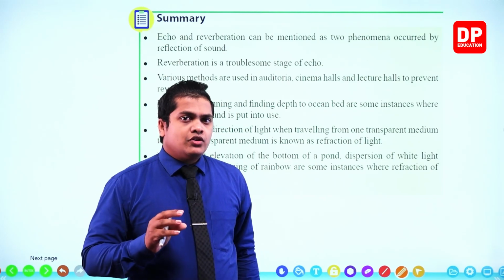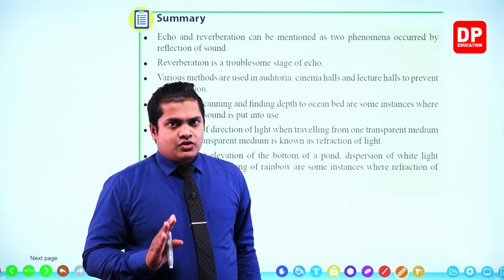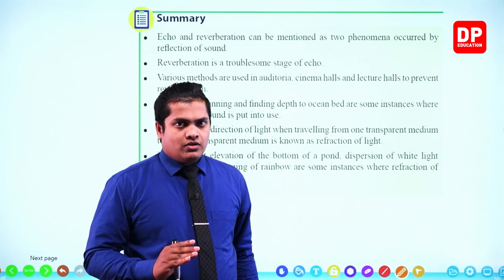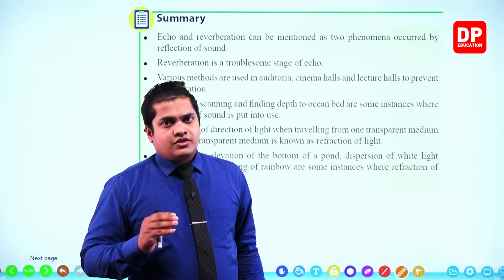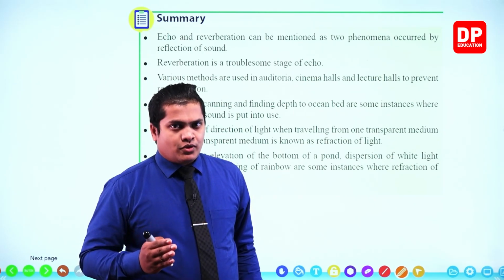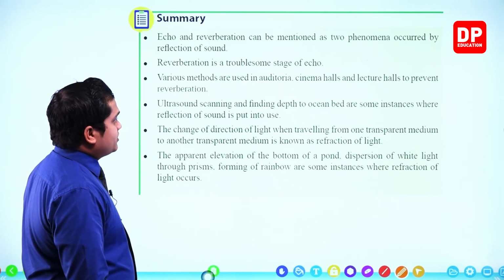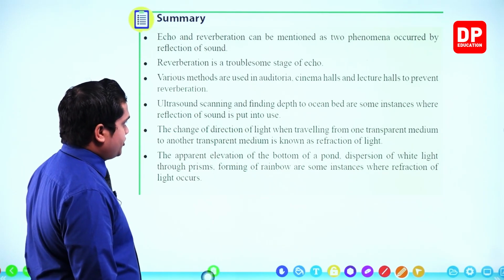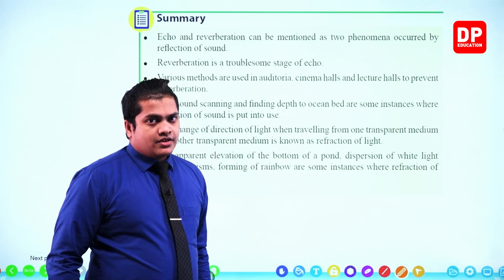So therefore, in order to minimize the reverberation which happens in places like auditoriums and cinema halls, certain remedies are added, like making the surfaces porous and rough. Various methods are used in auditoria, cinema halls and lecture halls to prevent reverberation, like making the surfaces rough and, my dear children, having porous ceilings.